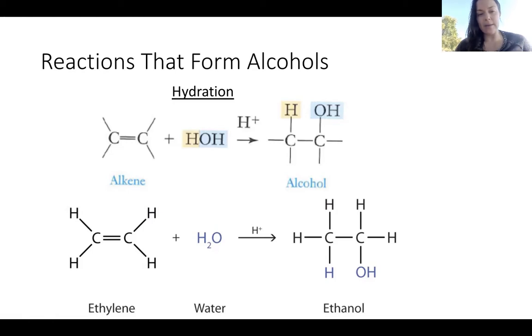So you can take an alkene, you can add water, and if you think of the water, instead of thinking of it as H2O, think of it as HOH. One of the hydrogens is going to go to one of the carbons in the double bond, and the OH group is going to go to the other carbon of the double bond. And then we get our alcohol. So here's an example, kind of what you see right above, but ethylene plus water. Again, 1 carbon in the double bond gets the H and the other one gets the OH, and we have ethanol. So hydration of an alkene is the most important one you should know for a reaction that makes an alcohol.